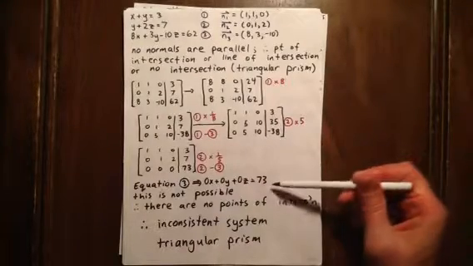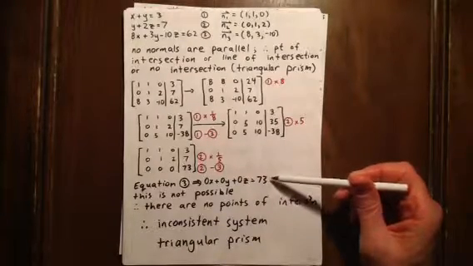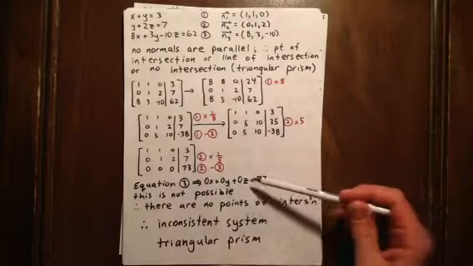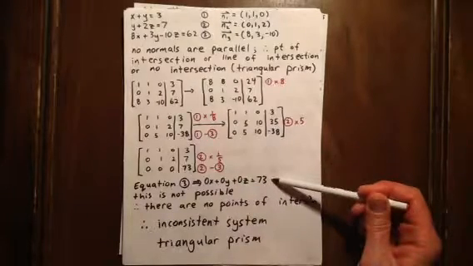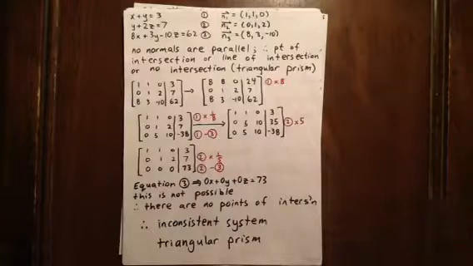Well, you don't have to know too much about numbers to realize that's impossible. So there is no x, y, and z that allow for that eventuality. So that means there are no points of intersection. So we must have formed a triangular prism.